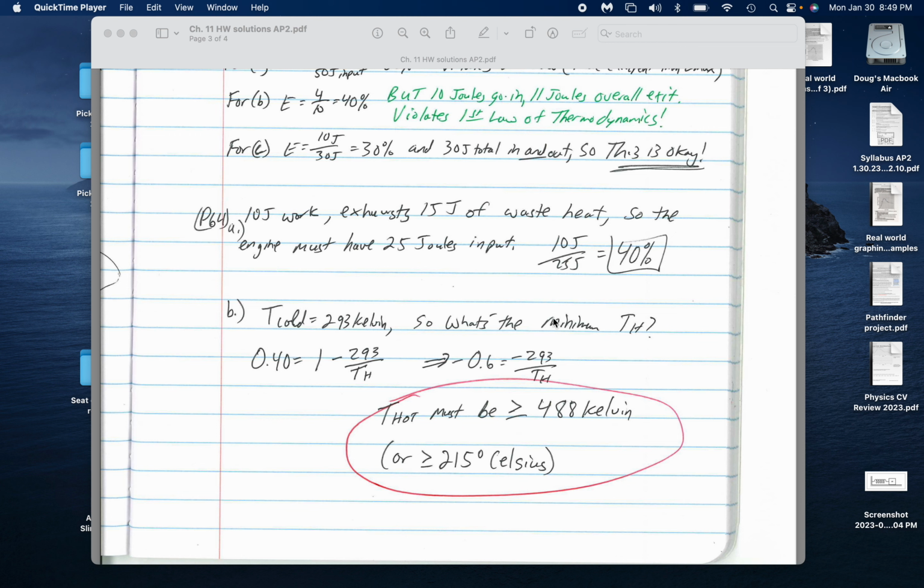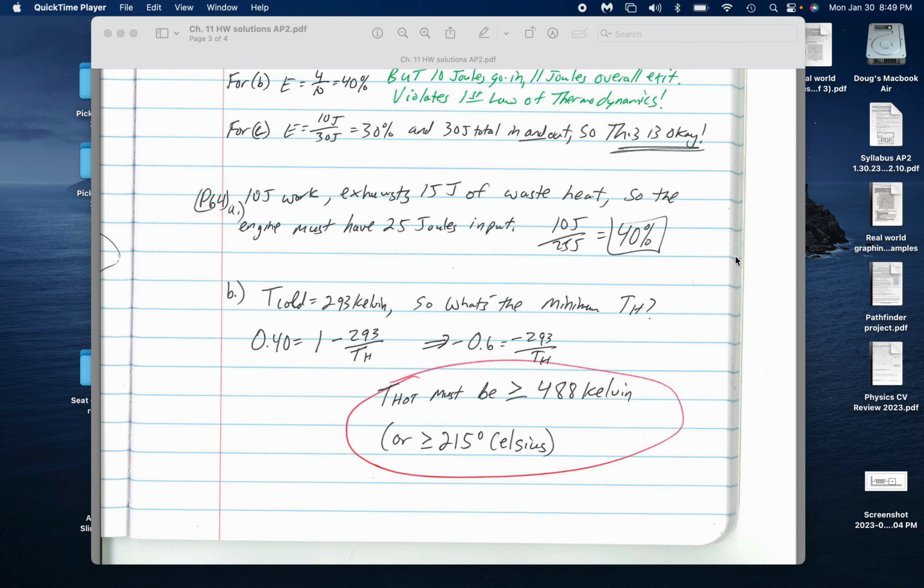So I have to convert to Kelvin. 40% efficient is equal to 1 minus 293 over TH. So I move this over, I get negative 0.6 equals negative 293 over TH. Make those both positive. Overall, that ends up being 488 Kelvin. Then I subtract 273, since 273 Kelvin is equal to 0 Celsius, and that's 215 degrees Celsius. So that's the minimum hot temperature that you can have to be this efficient.